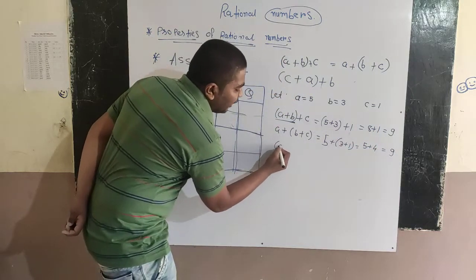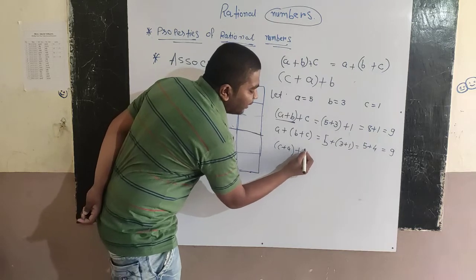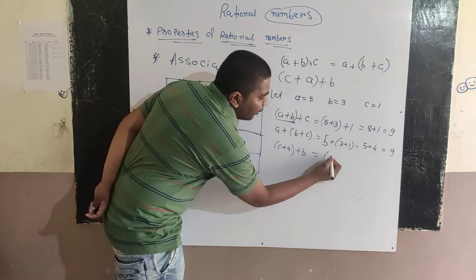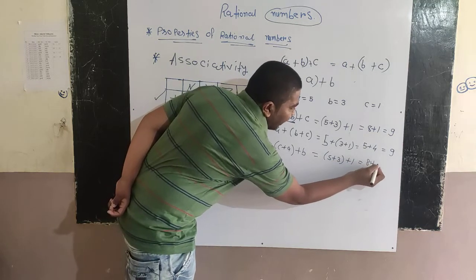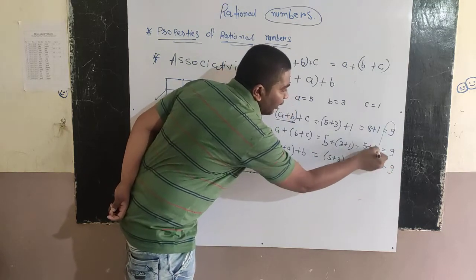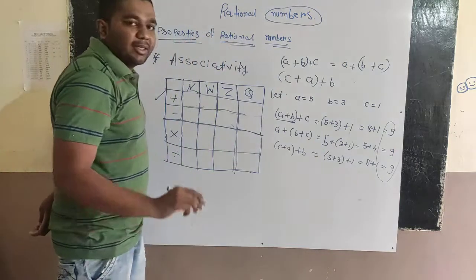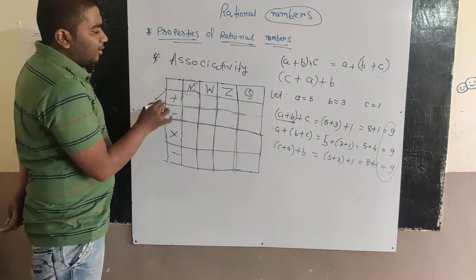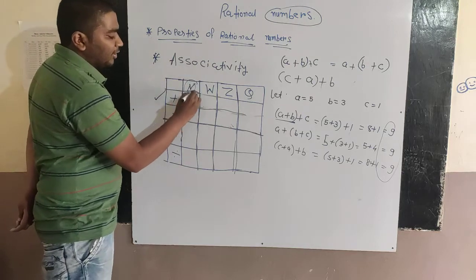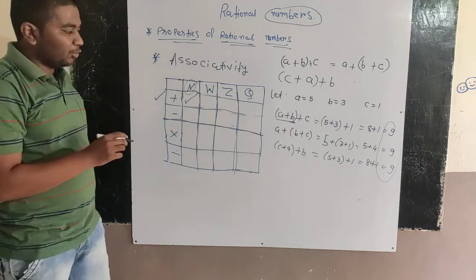And if I am doing C plus A first and then adding B, then it would be 5 plus 3 plus 1. Again your answer would be 8 plus 1 is equal to 9. So in every case my answer is the same. So I can say natural numbers are associative under addition. Okay, am I clear with you?